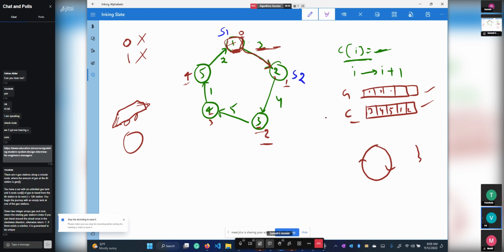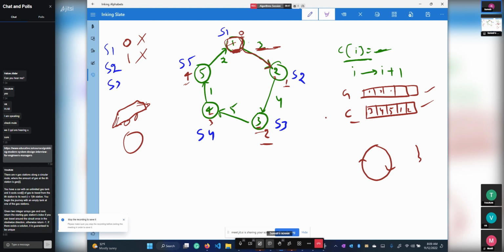This is station 1, because indexes versus station numbers is confusing. Correct. Station 3, station 4, and station 5. Now starting at station 1 is not a good idea. Starting from station 2 is also not a good idea.